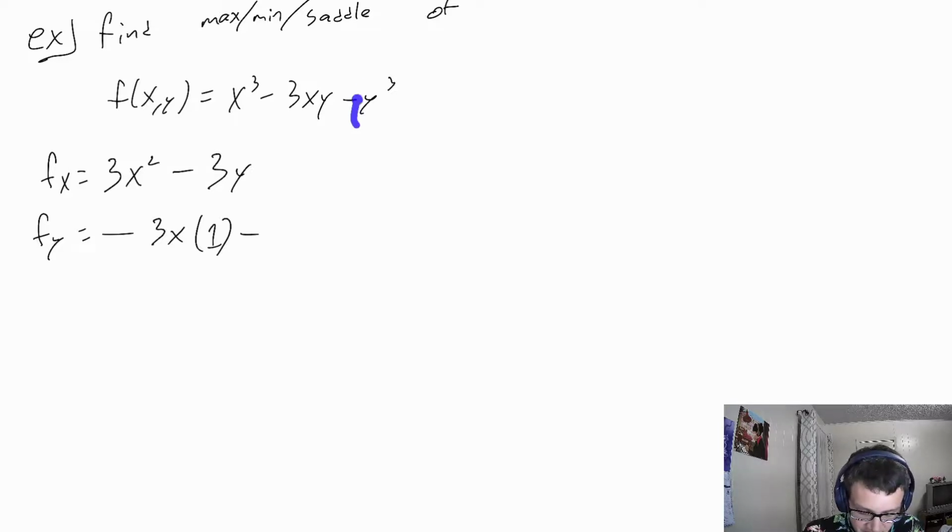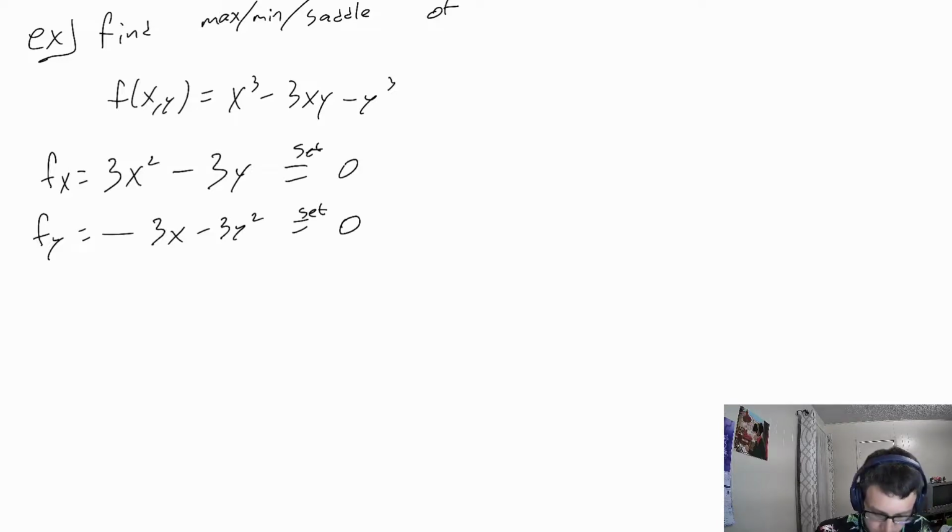Minus, and then here if we take the derivative of just this y term, we're going to get 3y squared. But 3 times x times 1, that's just 3 times x. So let's just write 3 times x minus 3y squared. So these are our two first partial derivatives. Now what we're going to do is set these both equal to 0, and we're going to solve.